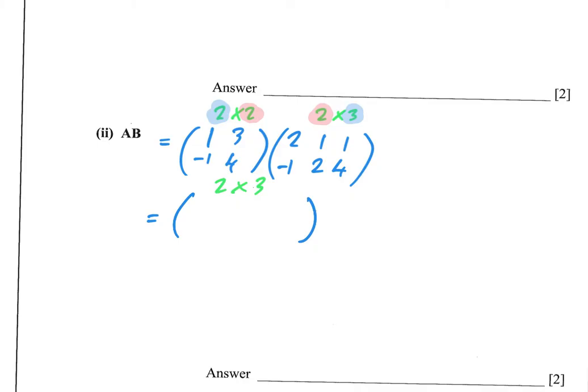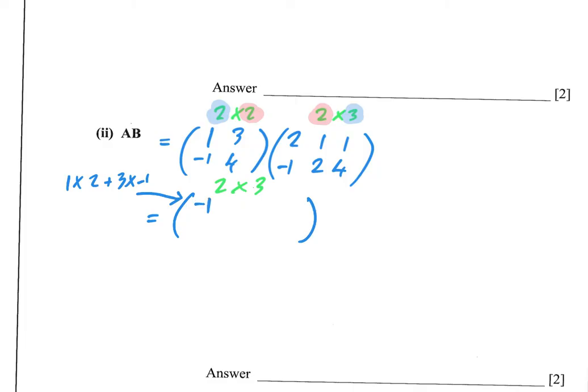How you get this first element, the position of the element is important. It's first row, first column, which means you multiply the elements in the first row of the first matrix by the elements in the first column in the second matrix. So for this one it'll be 1 times 2 plus 3 times minus 1. 1 times 2 is 2, 3 times minus 1 is minus 3, so 2 minus 3 is minus 1.